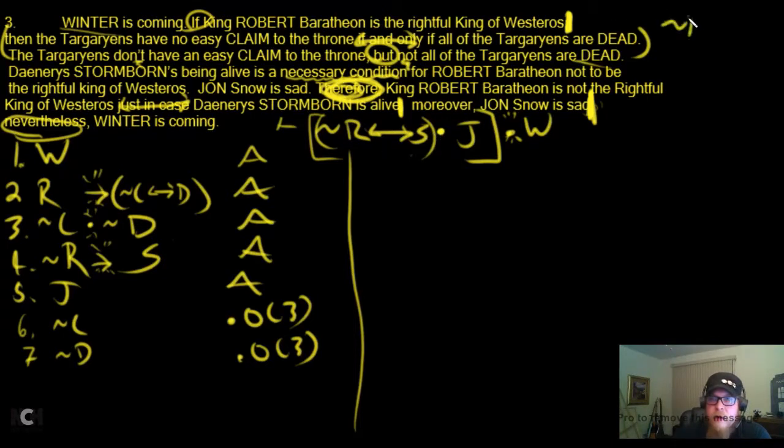Okay, squiggle R, double arrow S. We need two things. We would need squiggle R, arrow S, and we would need also S, arrow, squiggle R. Do we have either one of those? Actually, yeah, we have squiggle R, arrow S in line 4. We don't have S, arrow, squiggle R though. So this is what we need to work on. So let's actually do that.